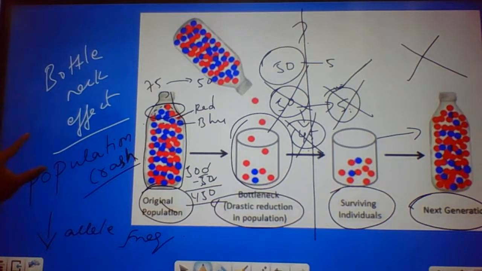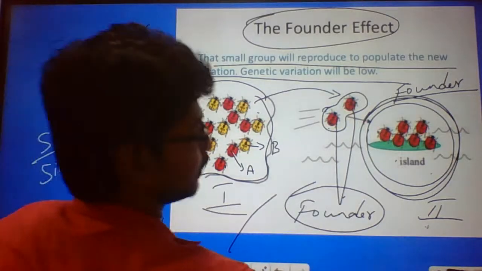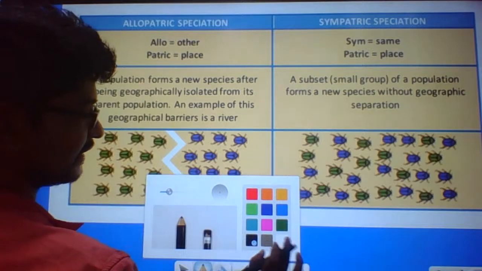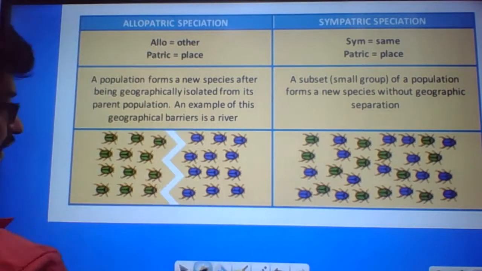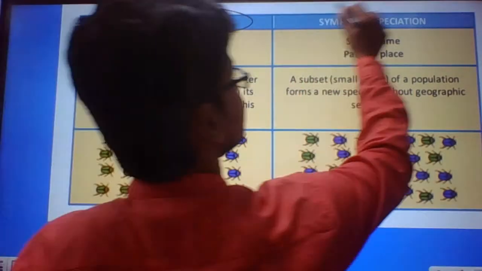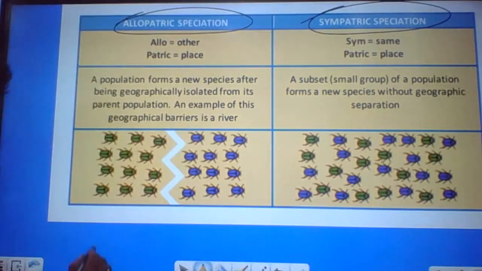Okay, the bottleneck effect. Next we move on to speciation. We will discuss speciation. As far as speciation is concerned, there are two types: allopatric speciation, which sometimes you'll get as a question, and sympatric speciation.